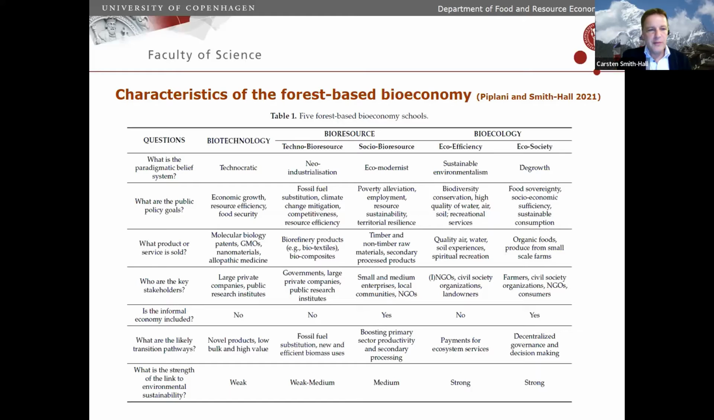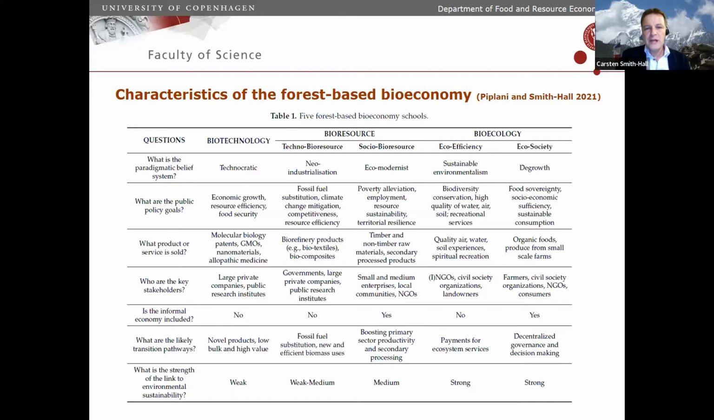Some of you will be familiar with the paper by Bugge et al. from 2016, where they talk about 3 visions of the bioeconomy. And you find these 3 visions here also. That's the biotechnology, the bioresource, and the bioecology visions. But here we take a step further and operationalize them by describing them through these 7 key questions. So these answers to the 7 questions are taken from these 49 papers. And by answering these questions and synthesizing them, we end up with these 5 schools.